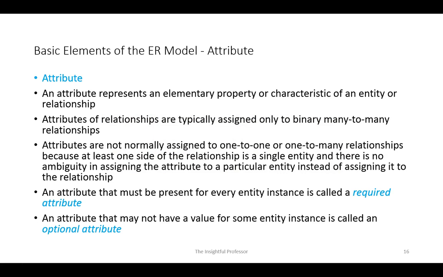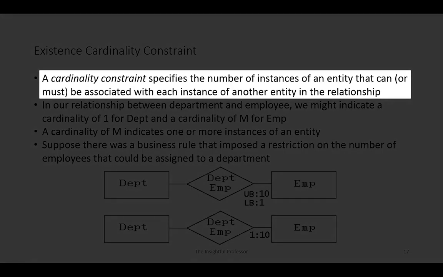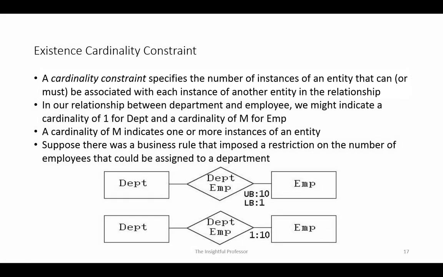Okay, that's quite a bit on attributes. And now we're ready to talk a little bit more about a subtlety with relationships, something called the existence or the cardinality constraint. A cardinality constraint specifies the number of instances of an entity type that can or must be associated with each instance of another entity type within a relationship. In our example here, we again refer to department and employee, and the maximum cardinality could be recorded in the documentation, in that data dictionary, but alternatively, it can be recorded within the entity relationship diagram.